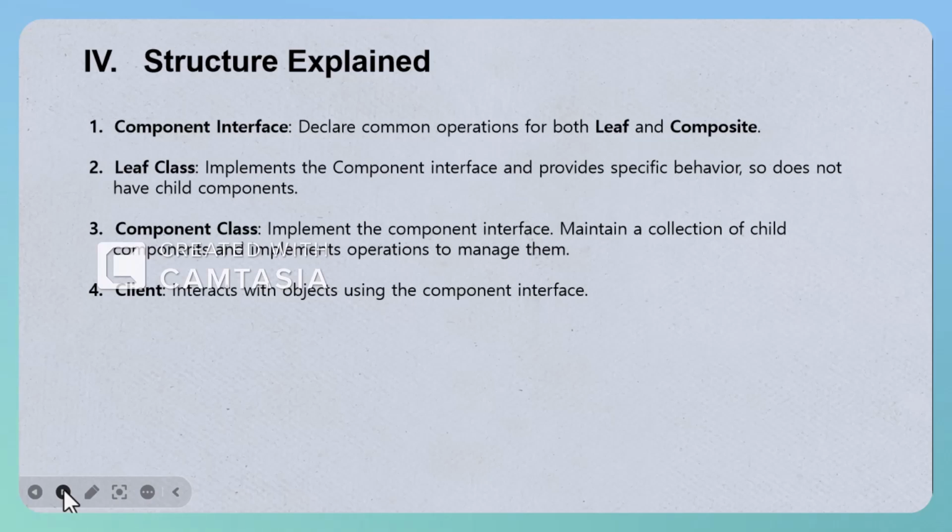The structure explained is the component interface that I want to introduce for you. The component interface declares common operations for both leaf and composite, and the leaf class implements the component interface and provides specific behavior, so it does not have child components. The composite class implements the component interface, maintains a collection of child components and implements operations to manage them, and the client interacts with objects using the component interface.